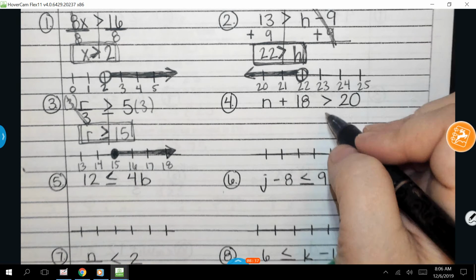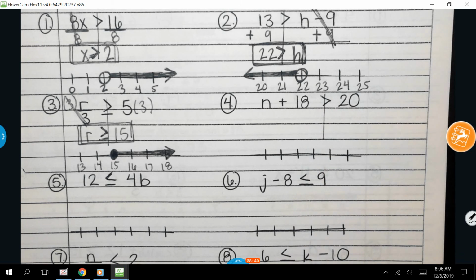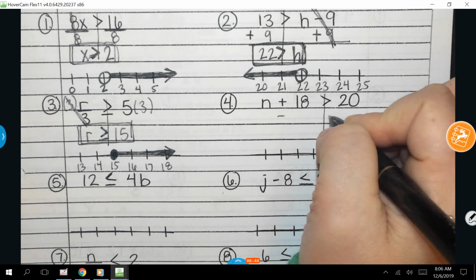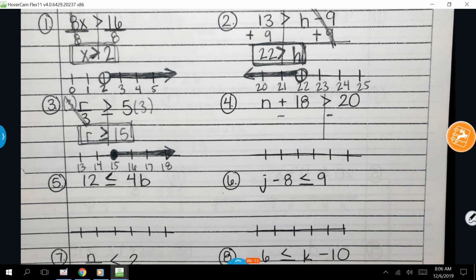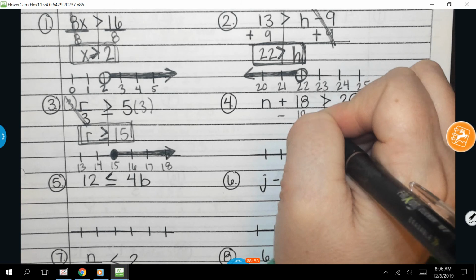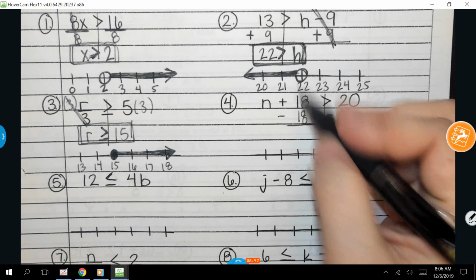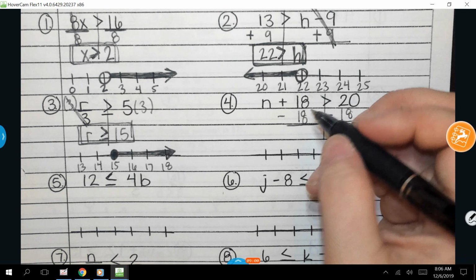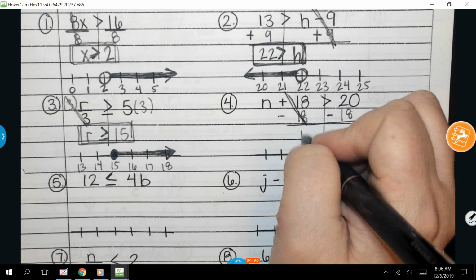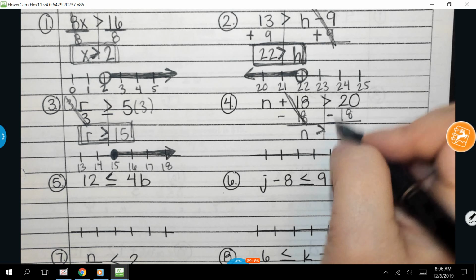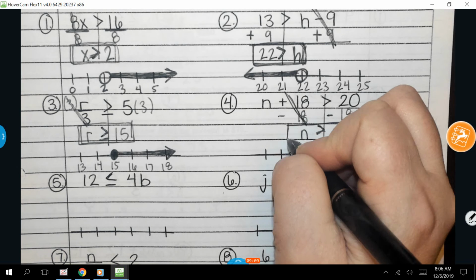Okay. All right, number 4, let's draw our line. What operation is happening here, Nora? What's the opposite? So we're going to subtract. What number am I subtracting? 18, because it's with my letter. Okay, what happens to 18, plus 18 and minus 18? It goes away, and I'm left with N. Keep our symbol. And 20 minus 18 is? 2. Okay.